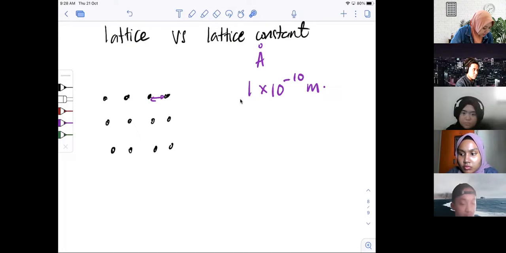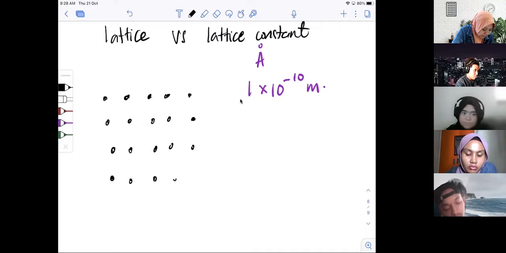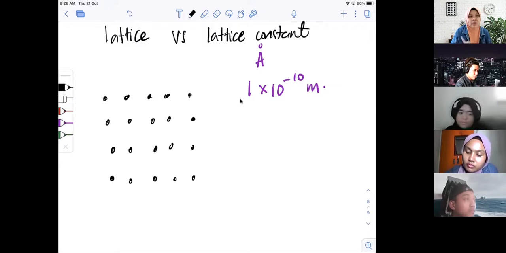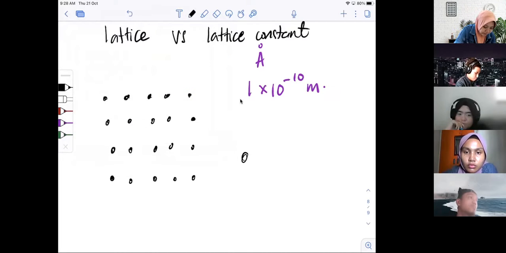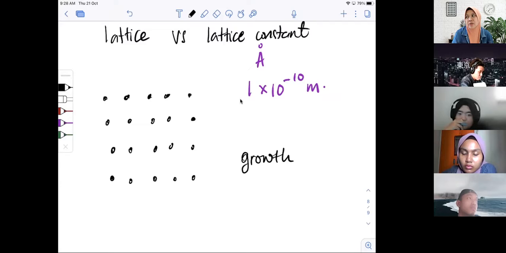So what is a defect? For example, let's look at our lattice here still. I'll draw it bigger. So this is our lattice. This is a very nice regular lattice, no defect. Say during the growth of the semiconductor, we call it growth. During the growth of semiconductor, why do we call it growth?